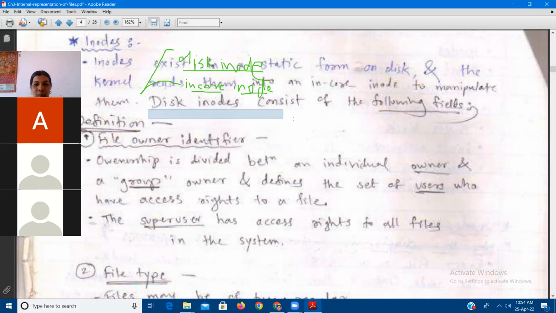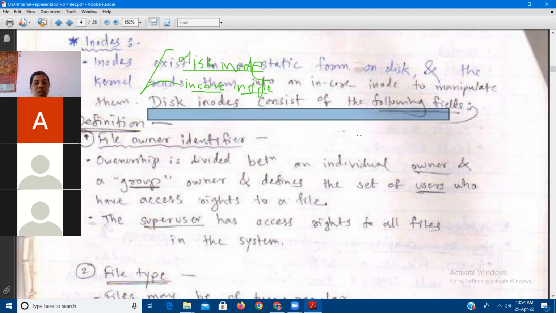This inode consists of the following fields. So in total, seven fields we are discussing over here as a part of this inode. The first field is called the file owner identifier. Ownership is divided between an individual owner and a group owner, and defines the set of users who have access rights to a file.